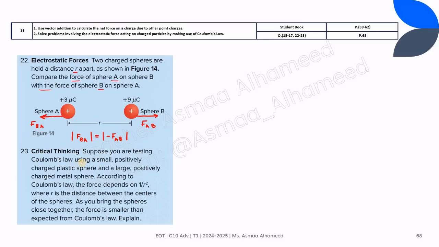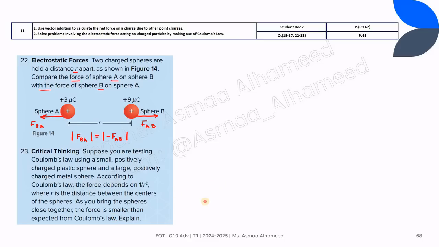Next question, critical thinking. Suppose you are testing Coulomb's law using a small positively charged plastic sphere and a large positively charged metal sphere. According to Coulomb's law, the force depends on 1 over r squared, where r is the distance between the centers of the spheres. As you bring the spheres together, the force is smaller than expected from Coulomb's law. Explain why this is happening.